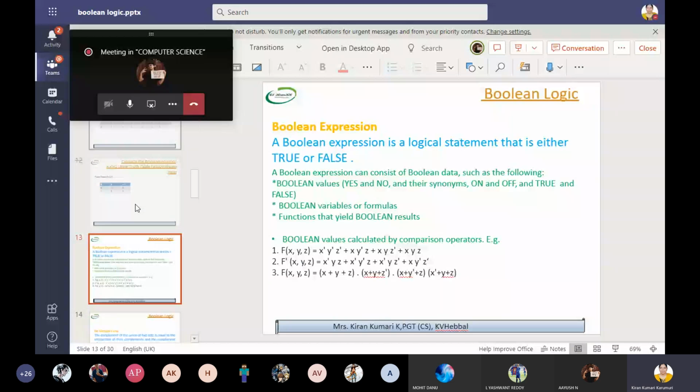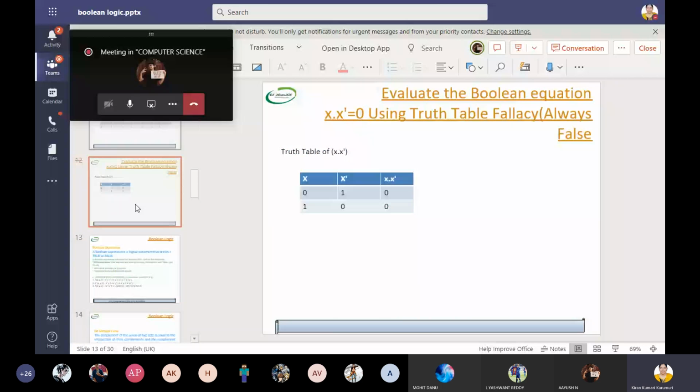Now hope you all understood the truth table. Now let's draw the logic circuit.